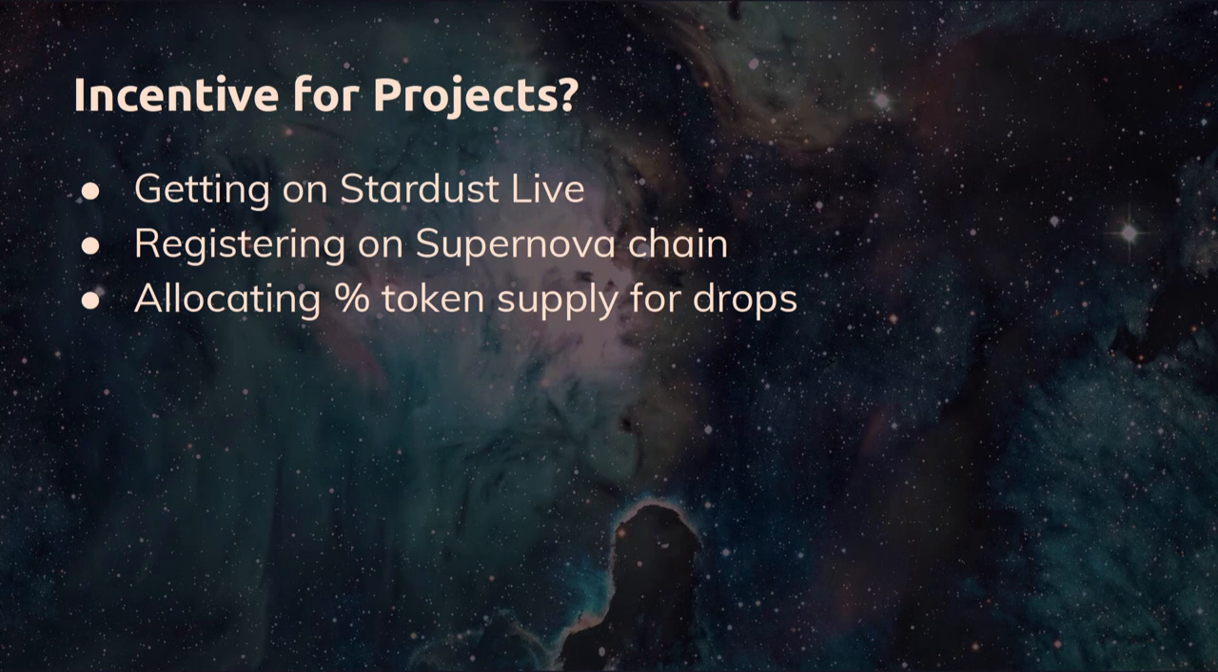However, what's notable is that the Supernova chain is completely permissionless to list your project. So there's probably going to be hundreds of different projects on the Supernova chain, but only five get on the Stardust show. Now, if you want to register on the Supernova chain, you have to go through the regular registration process and you have to allocate a percentage of your token supply for airdrops to give to the Supernova chain to distribute for you.